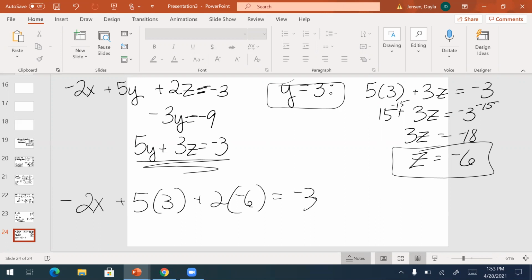Okay, so now the only thing I don't know is x. So let's see, that's 15. Let's subtract 15 from both sides, and let's add 12 to both sides. If I do that, then I'm left with negative 2x equals minus 3 minus 3 minus 6. So then x must be, divide both sides by negative 2, 3.